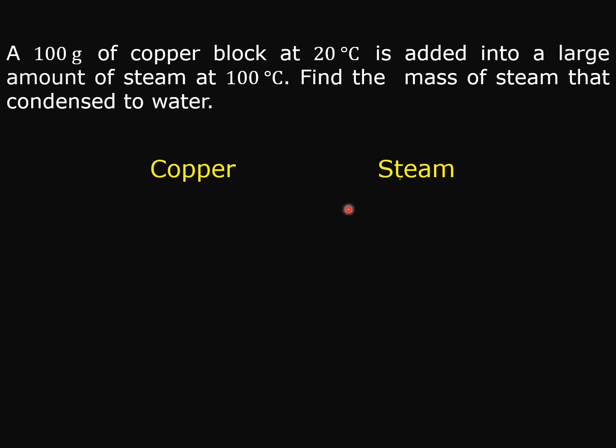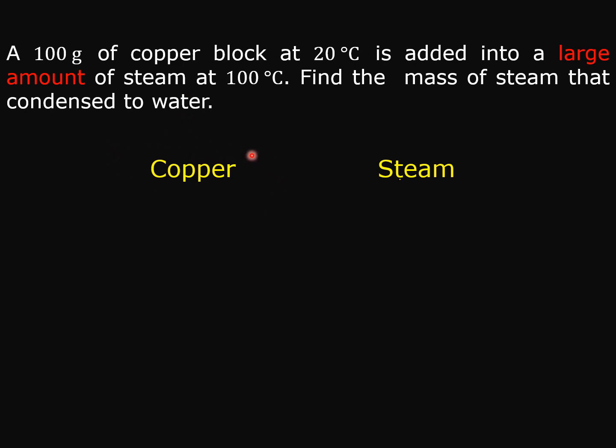degrees C. So that means the net heat flow will happen from the steam to the copper. Copper will gain the heat and the steam will lose the heat. In the question, it says that it is a large amount of steam in the system. What is the implication of this large amount of steam?